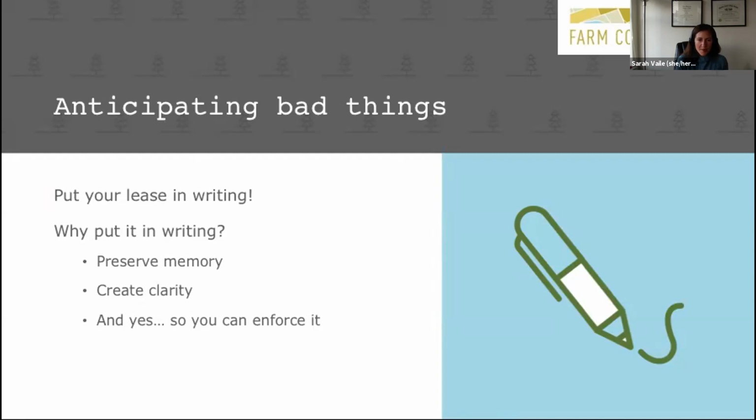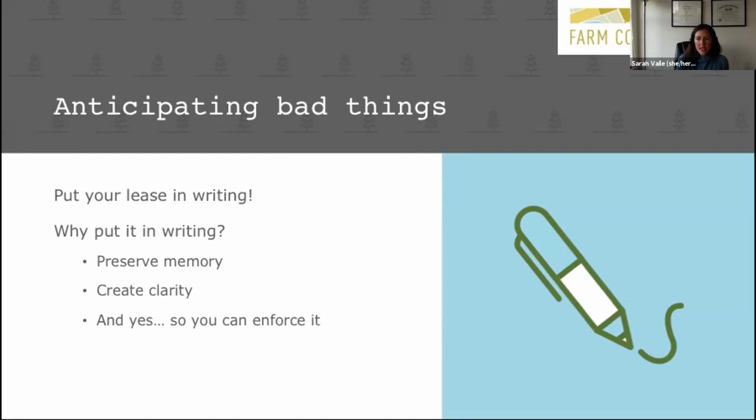And here's why. Like I said, it helps your memory because we often forget what we talked about. And also when you write something down, it creates a lot more clarity for you in your mind. Sometimes when we work together verbally, we think we're using the same words. Only when things get on paper do we realize that it wasn't as clear as we thought.